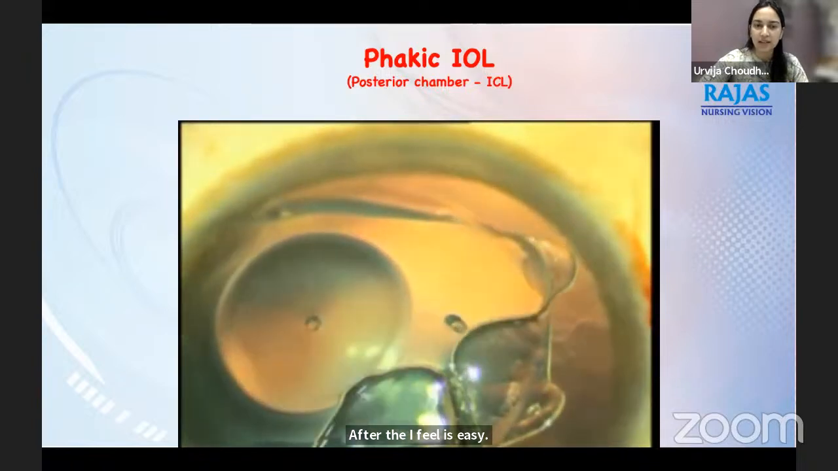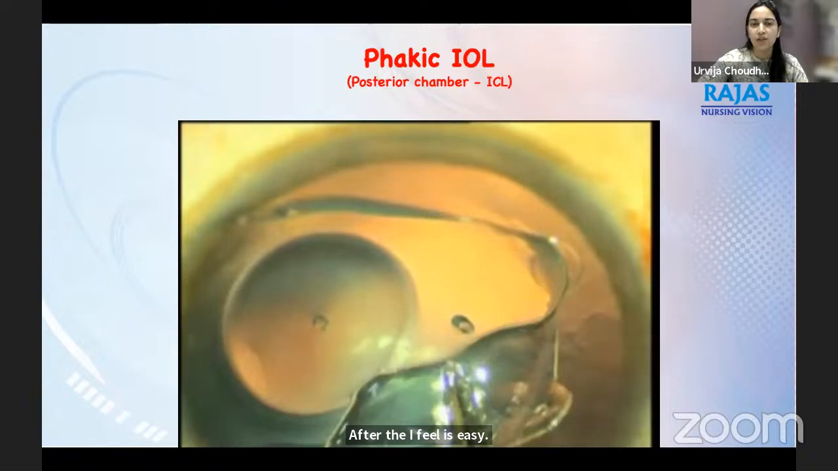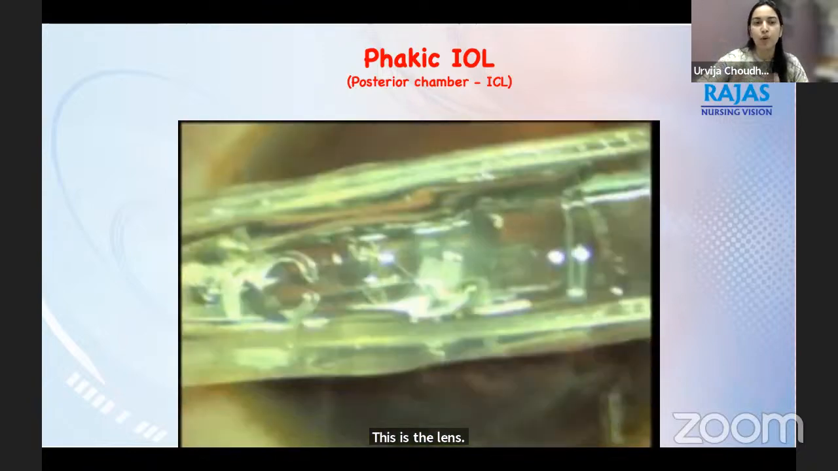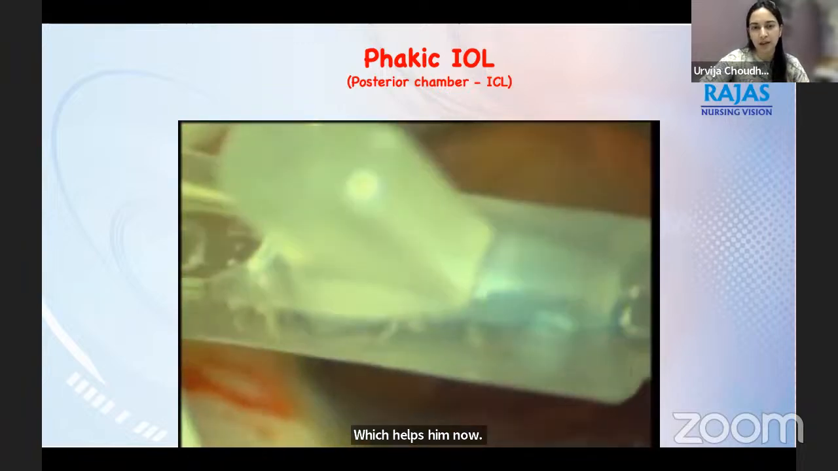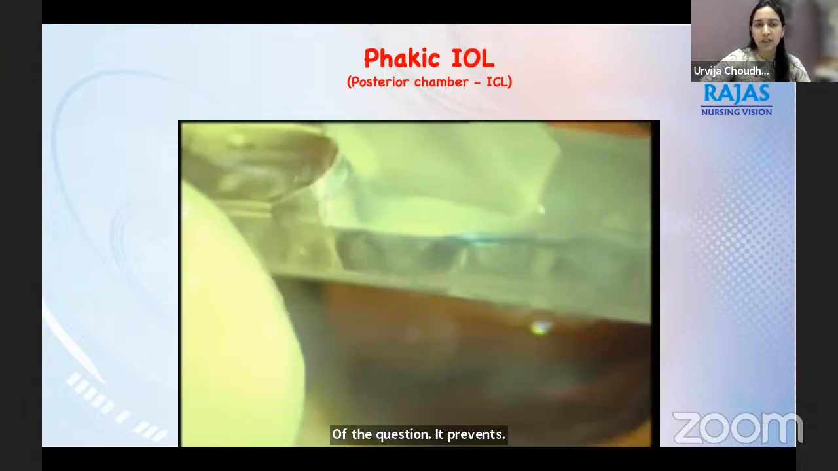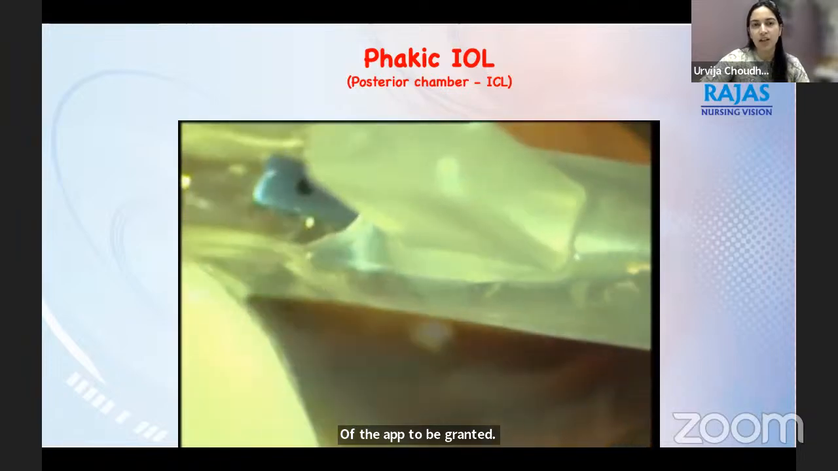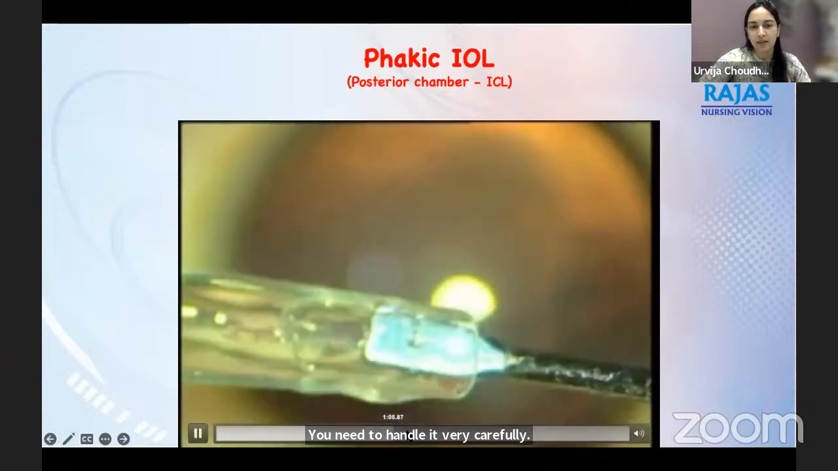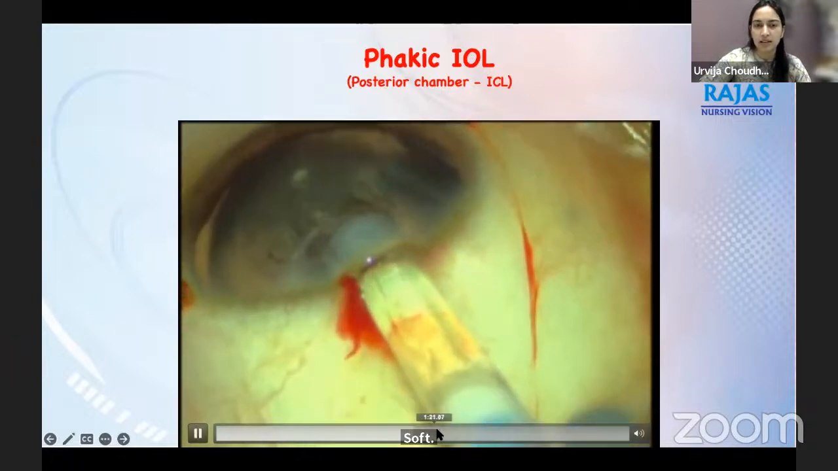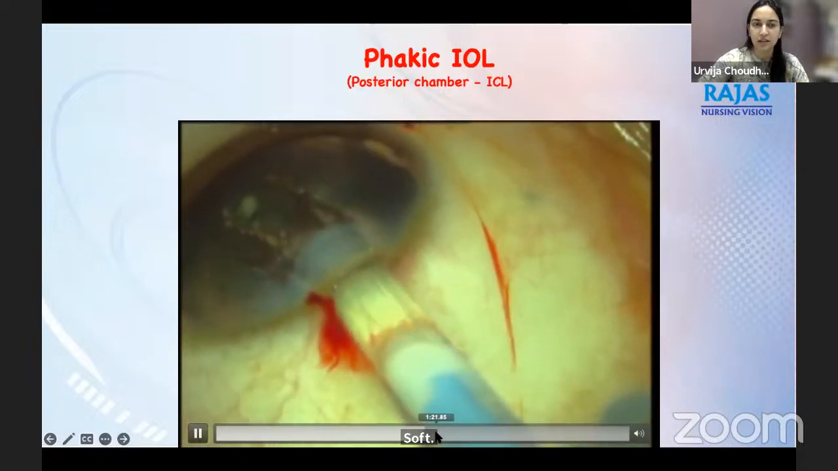This is the lens with the central hole, which helps in flow of the aqueous and it prevents increase in pressure after we implant it. You need to handle it very carefully. It's a little fragile, soft. Once it's taken in the cartridge, you inject it very.